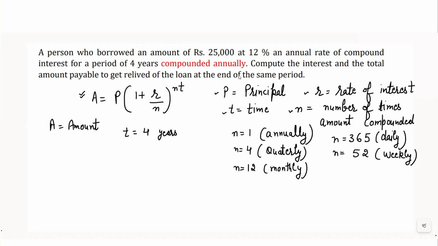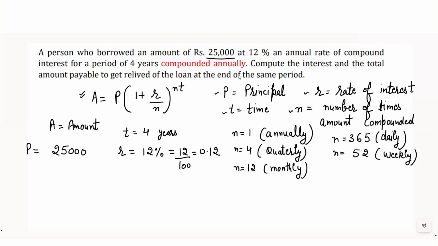Now in the question, a person borrowed an amount of rupees 25,000. So in the question, it is already given what the principal is. The principal is 25,000 rupees. At 12% annual rate of compound interest. So R is already given, which is equal to 12%. We have to convert this R in terms of decimals. So we can write it as 12 over 100, which is equal to 0.12.